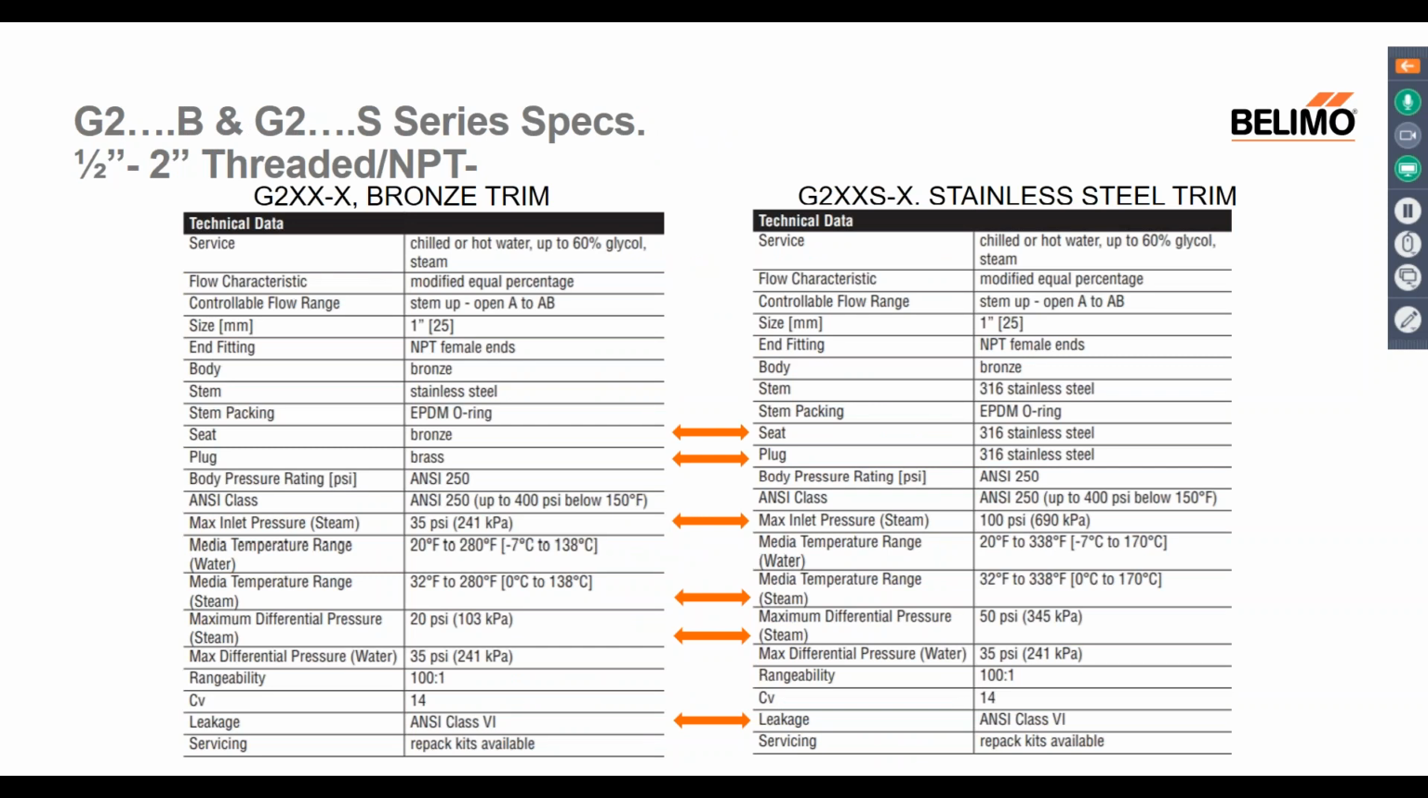This is the threaded product, 1/2 inch through 2 inch, threaded NPT, steam, or stainless steel or bronze. And there's the difference. The seats, the plug, maximum inlet from 35 on all the bronze globes up to 2 inch to 100 on the stainless steel product. Media temperature range, well, 280 and then 338. The differential is higher on the stainless, 50 PSI of maximum differential compared to 20.